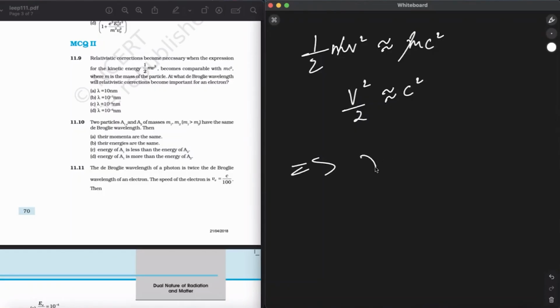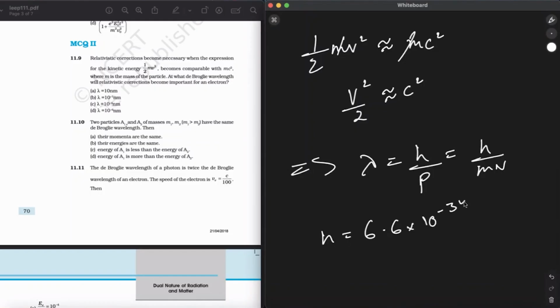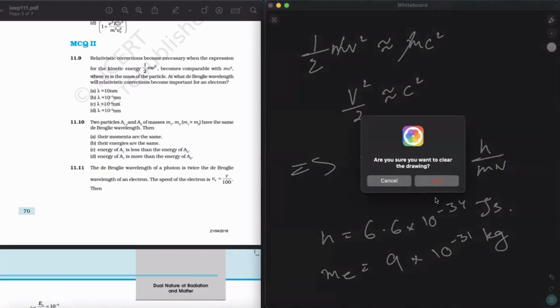So if you have to solve this, lambda will be equal to h upon p, it will be h upon mv. Now the value for h is 6.6 into 10 raised to the power of minus 34 joule seconds. And the mass of an electron is 9 point something, let's say 9, into 10 raised to the power of minus 31 kgs. Alright, so to approach these types of problems, we have to use hit and trial methods. Like we have to check each option. So I'll just show you how.